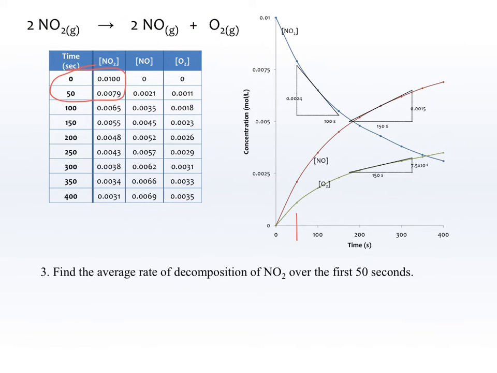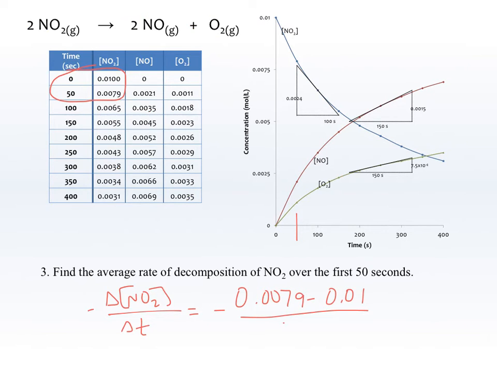So if we said that the rate of decomposition of NO2 is equal to negative delta concentration NO2 over delta T, then we have negative, and final minus initial, so 0.0079 minus 0.01 divided by 50 minus 0, change in time. That gives me negative 0.0021 over 50. And since it's a negative, then it ends up being a positive.